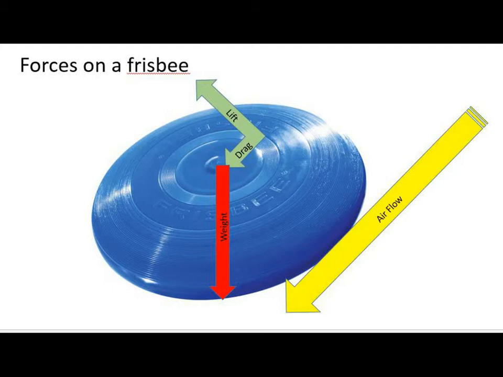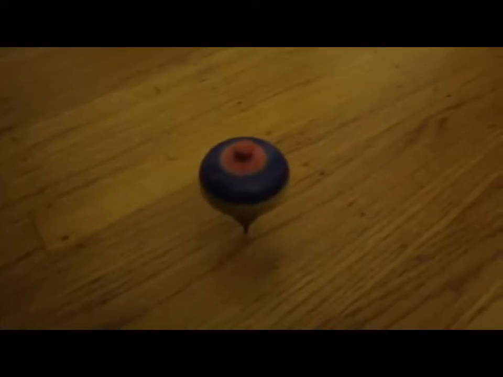Furthermore, the rotation results in something called precession. This is what keeps tops spinning. It's essentially a force that acts all around the edge of the frisbee and keeps it from wobbling and keeps it stabilized. Now let's do some tests to see what kind of lift we can get on a frisbee.